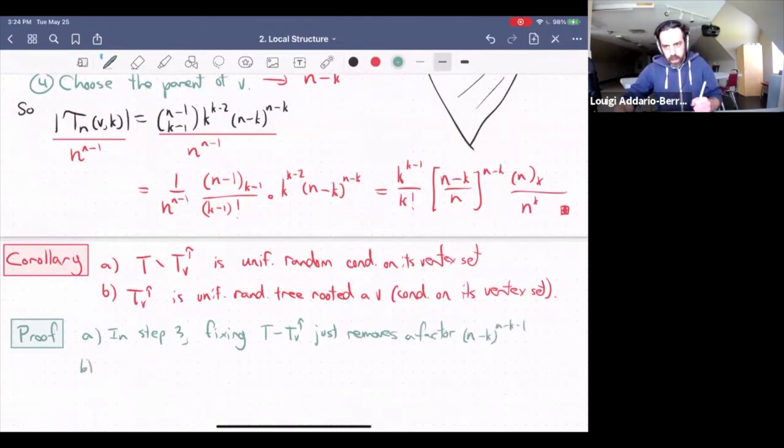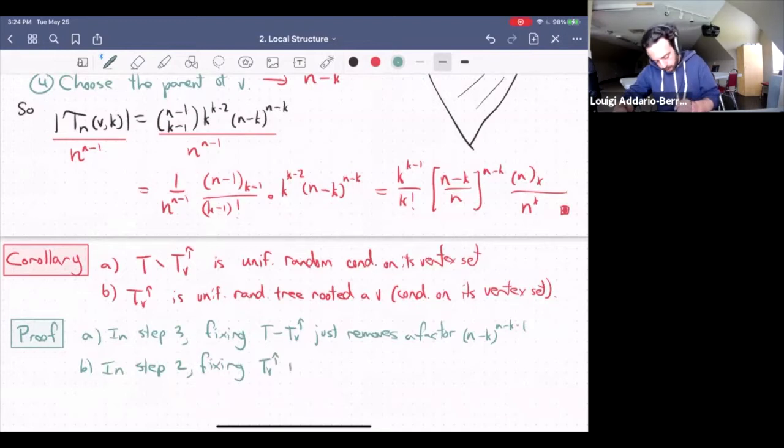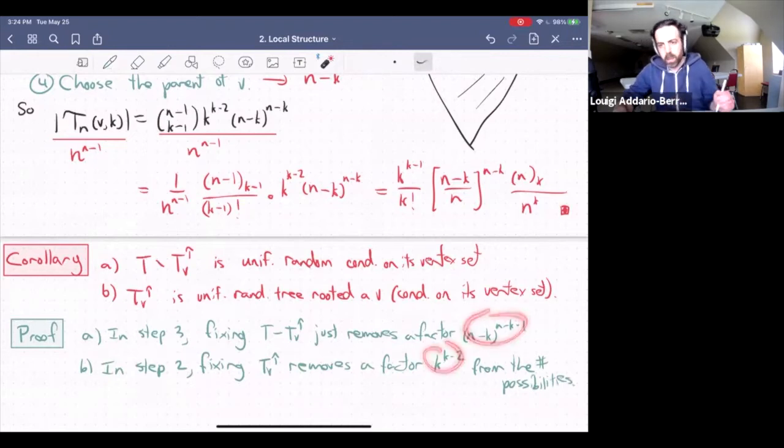And similarly, in step 2, if I fix the tree tv up arrow, that just removes a factor k to the k minus 2 from the number of possibilities. So the key point is that neither of these factors depend on the precise tree, but only on its size.